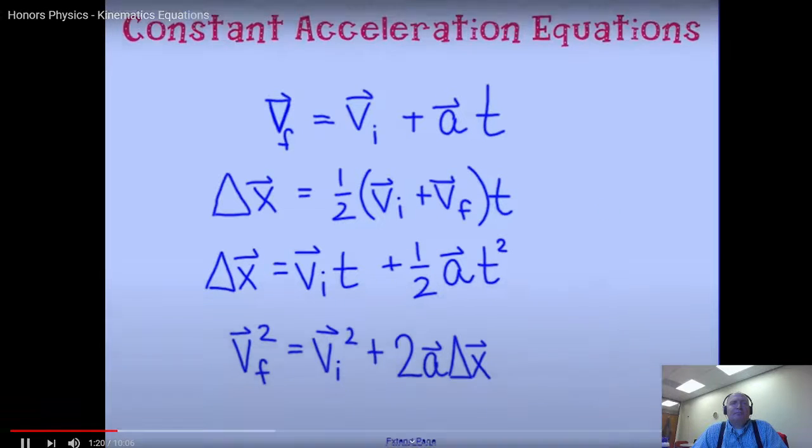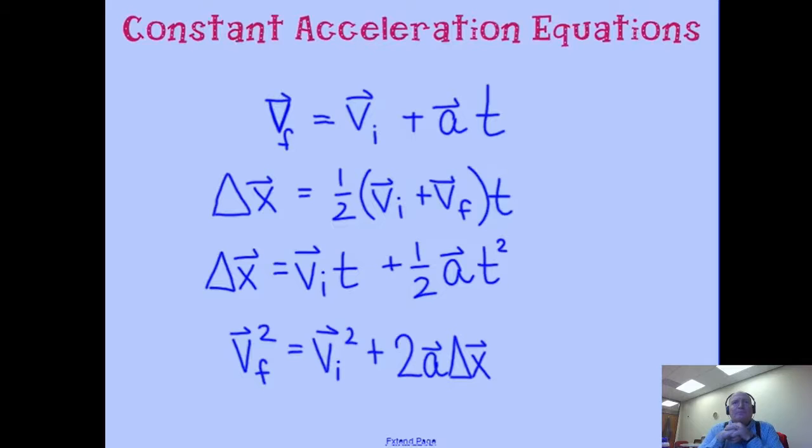So these are the 4 equations. They're very important to us in physics. To help us use these 4 equations, it's important to recognize what each equation is missing. What do I mean by that? Well, there's 5 variables that we could potentially have. We have displacement, initial velocity, final velocity, acceleration, and time.